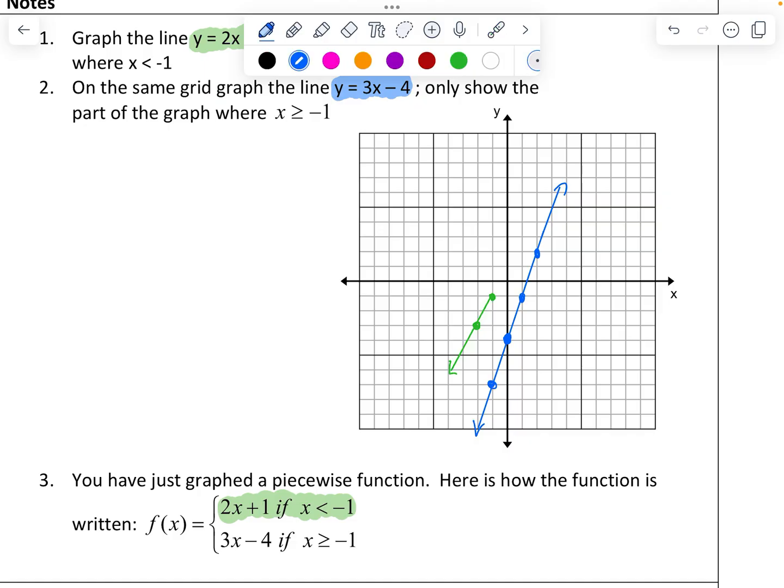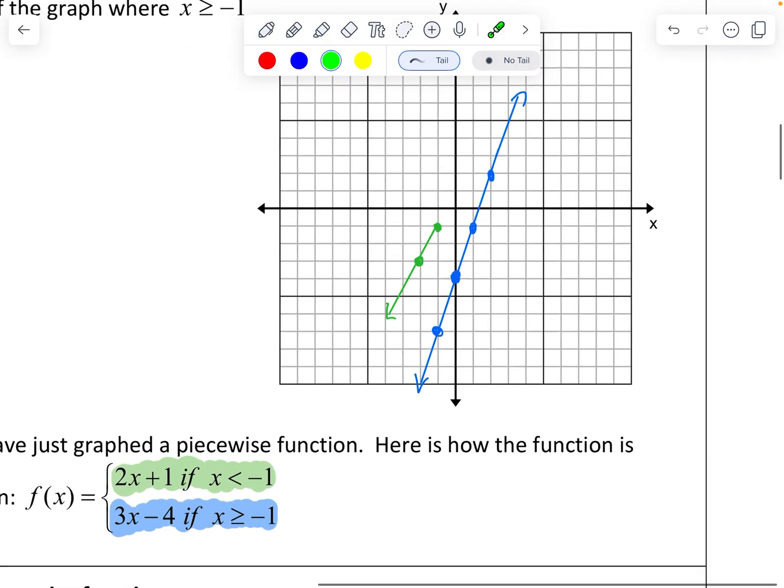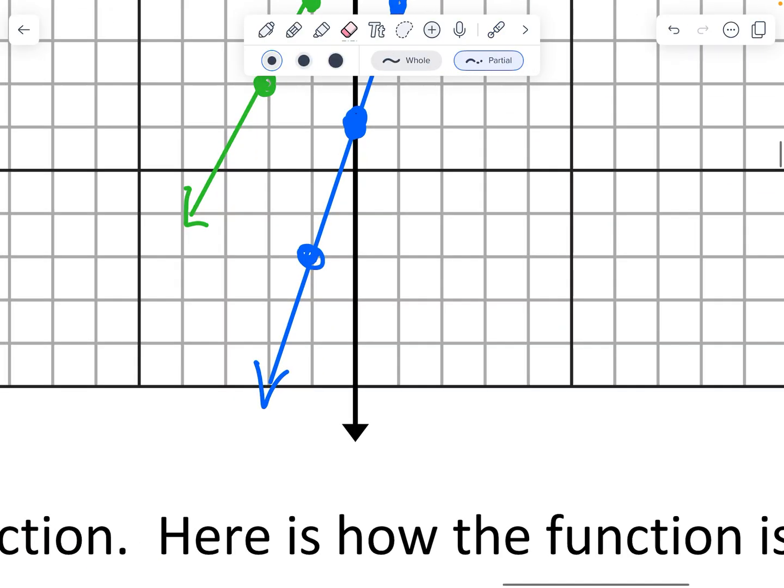Now we got to take our blue line and only graph it when x is greater than or equal to -1. And we'll come back in a second to the difference between these two symbols. But x is greater than -1, we'll start here, and we got to go this way on the blue line because this point is when x is 0, this is when x is 1, this is when x is 2, and we're using values when x is greater than -1. So now we have to erase this part of that line.